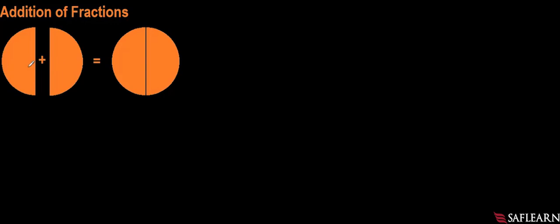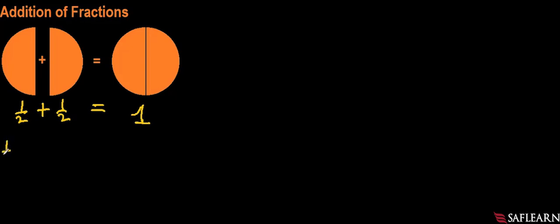Now, if you bring these two halves together, that actually is addition. We obtain a full circle. In other words, half plus half is equal to 1. Now, let me show you how this arithmetic agrees with the illustration.